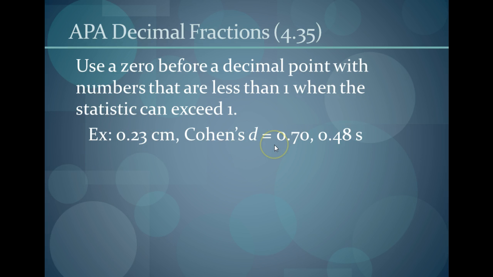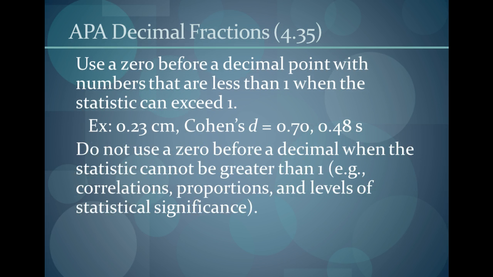Cohen's d is a measure of effect size that we'll talk about a little bit later in the semester, and that could be greater than 1, so you would write a 0 in front of a value that is not. Number of seconds would also begin with a 0 if it is a partial value.